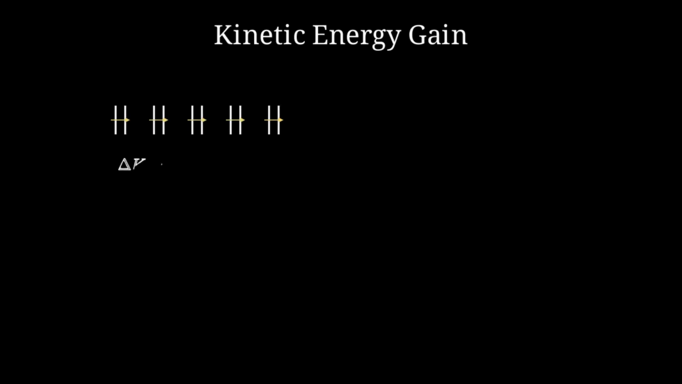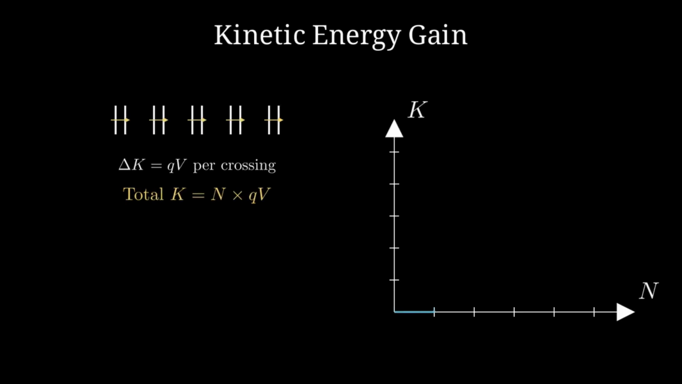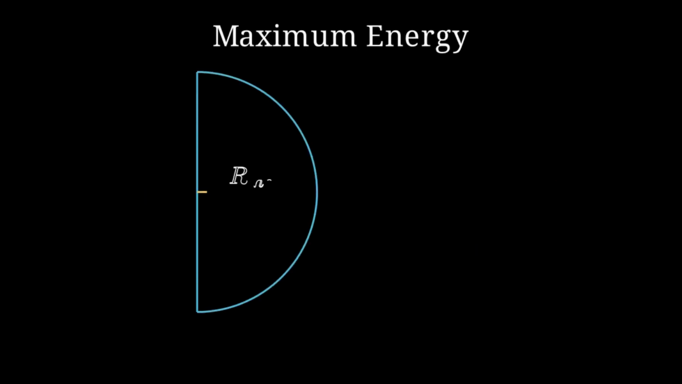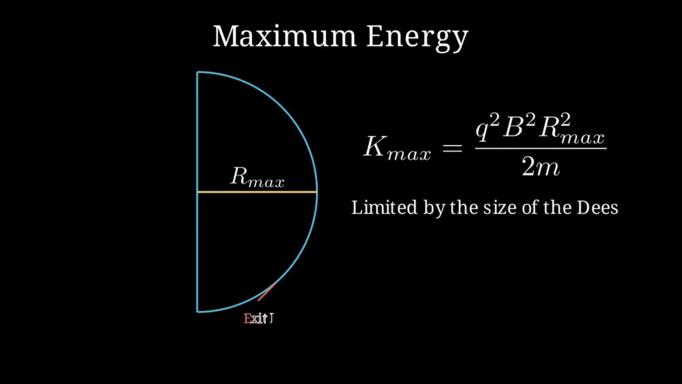Each time the particle crosses the gap between Ds, it gains kinetic energy equal to its charge times the potential difference. Over hundreds of revolutions, these small increments add up to create a high-energy particle beam. The maximum energy a cyclotron can provide is limited by the physical radius of the Ds. Once the particle reaches the outer edge, it is deflected by a magnetic plate toward a target for use in experiments or medicine. There is a limit, however.